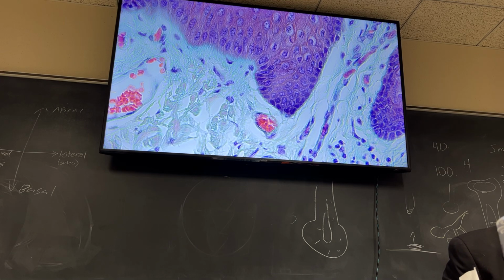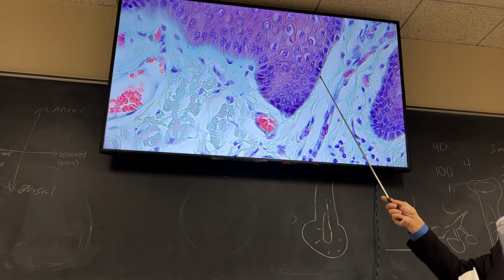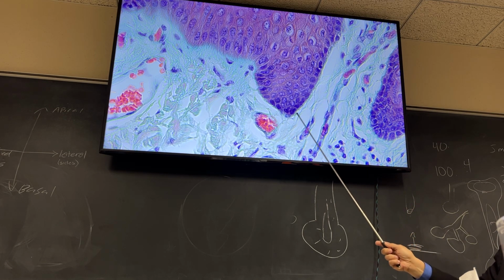Let's see, 1, 2, 3. I've done 1, 2, and 3, right? 4, basement membrane. What is the basement membrane? Basement membrane is what connects the epidermis to the dermis, right? So if you look right here, you can see a kind of a dark blue line right there, right? That is your basement membrane.